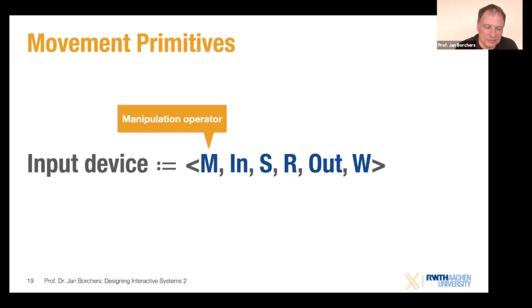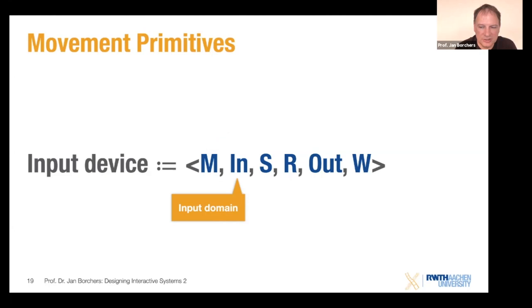Next came, after the manipulation operator, the input domain. The input domain is basically what kind of physical movement in the physical world the device is receiving. For example, if I twist a knob around its axis, it's receiving this rotational angle in the real world of my fingers as the input. So the domain could be anything between, let's say, zero and 180 degrees, for example, for a half turn that's possible for the user to do.